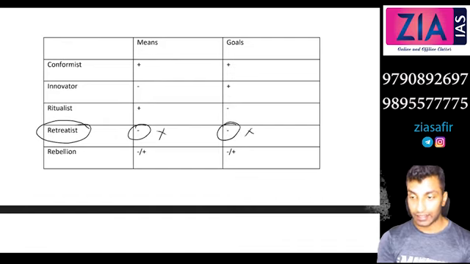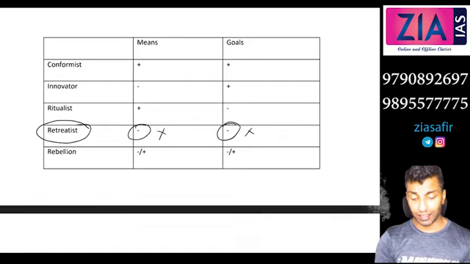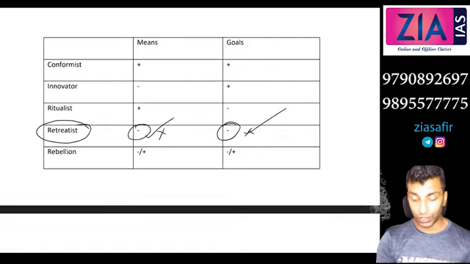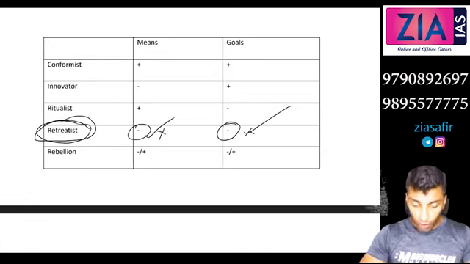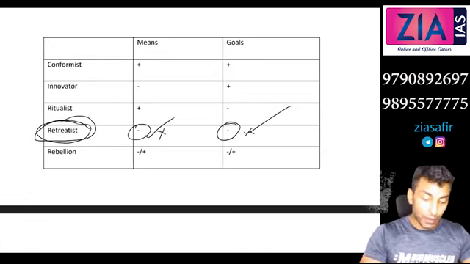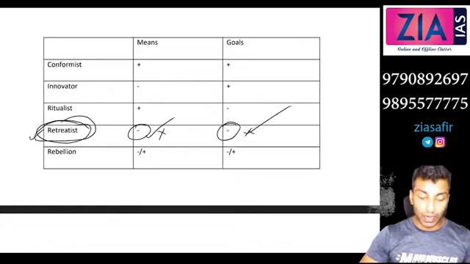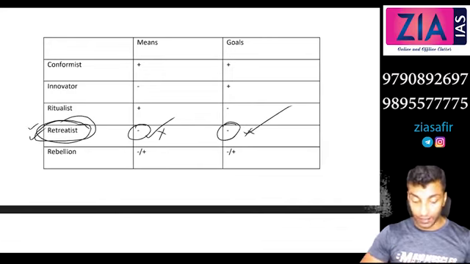Next case, retreatist. So here you can see there is no means, they violate the means, no goals, like the case of saints, drug addicts, etc. So they don't care, they don't go with the norms, they don't have any goals also. Now technically, most of the harm done by these people is for themselves only.